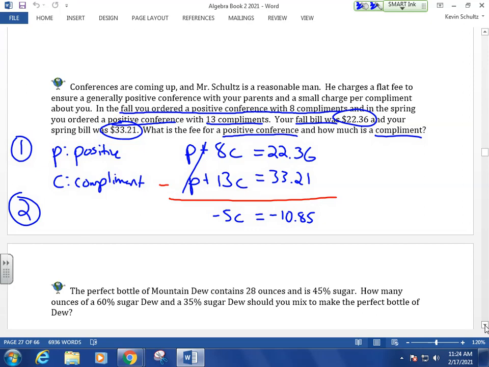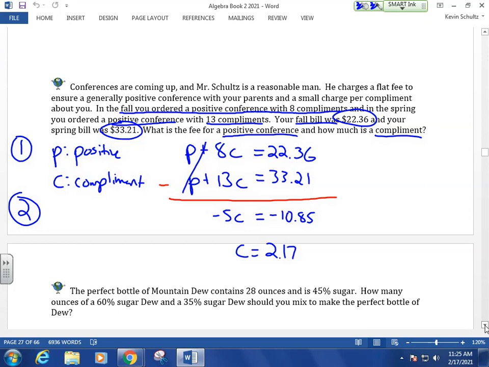Right? We can now calculate the cost per compliment, which ends up being what? What a weird price. $2.17. They're good compliments. I don't give them away for free.